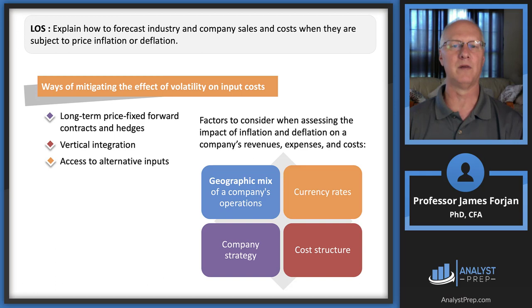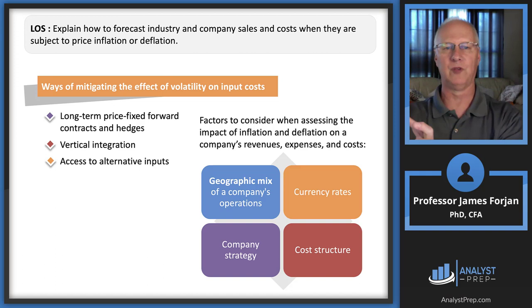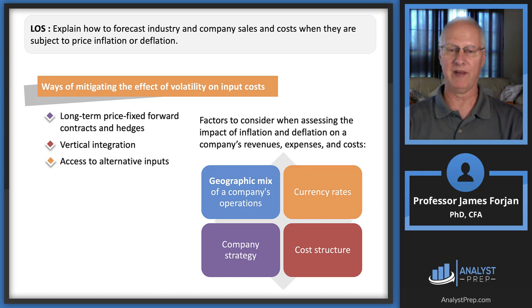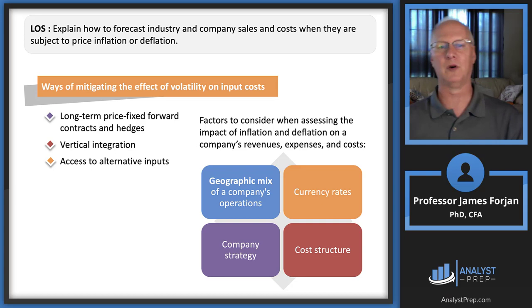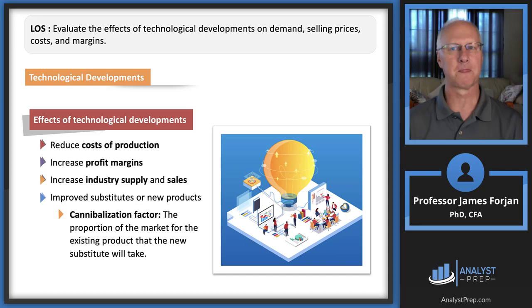All right, how about factors to consider when we're assessing inflation on all of those accounts inside of the income statement? So geographic mix, that makes sense. Currency rates, that makes sense. Cost structure, whether we have lots of variable or lots of fixed. And then the company strategy. How about technological developments on demand, selling prices, costs, and margins? All right, so there are four things over there that we need to worry about.